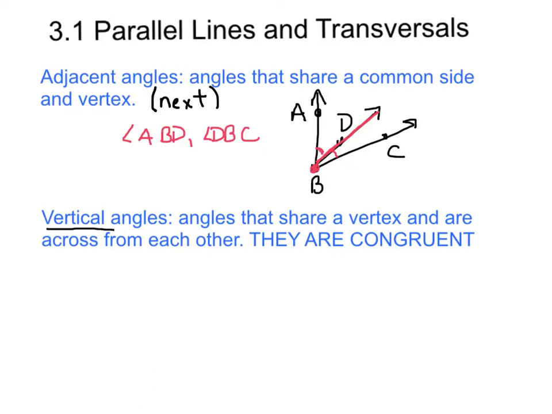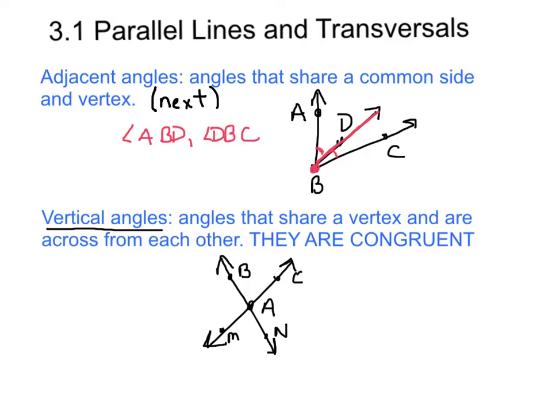The next vocab word is vertical angles. Vertical angles are 2 angles that share a vertex and are across from each other. They are congruent. So here's how a vertical angle looks. A vertical angle is when you have 2 lines that intersect at a point, and we're going to call that point A. And I'm going to call these B, C, M, and N.